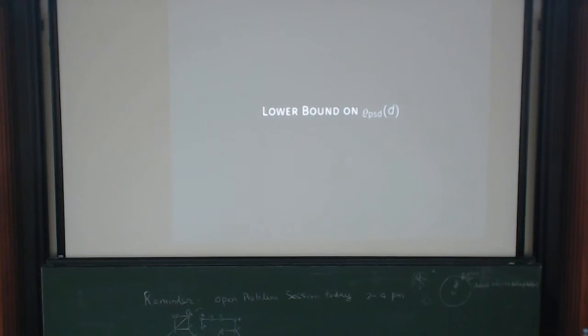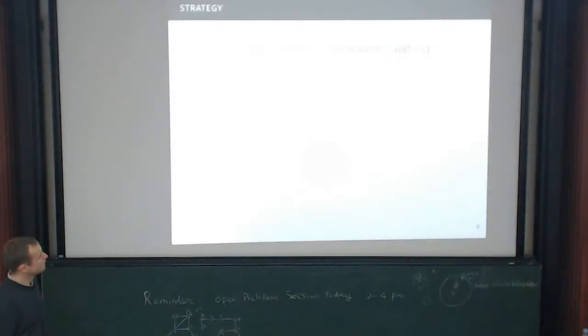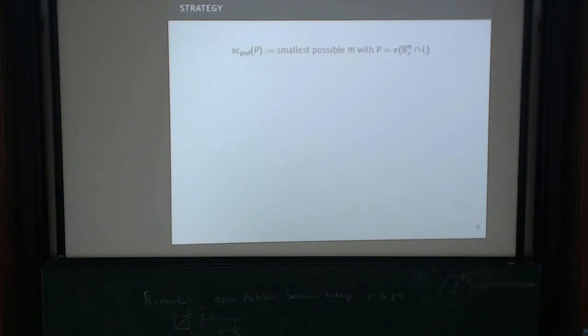the semidefinite extension complexity of a random 0, 1 polytope. So here's the strategy of the proof. Let's recall the PSD extension complexity of a polytope P: the smallest possible m such that you can write P as an affine image of S plus m intersected with an affine subspace L.